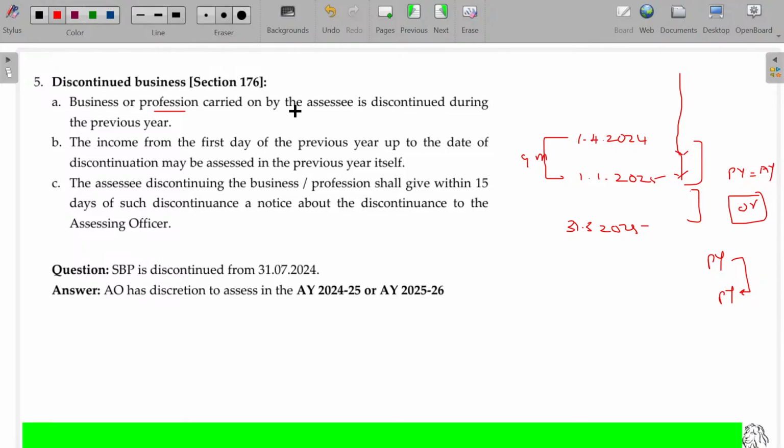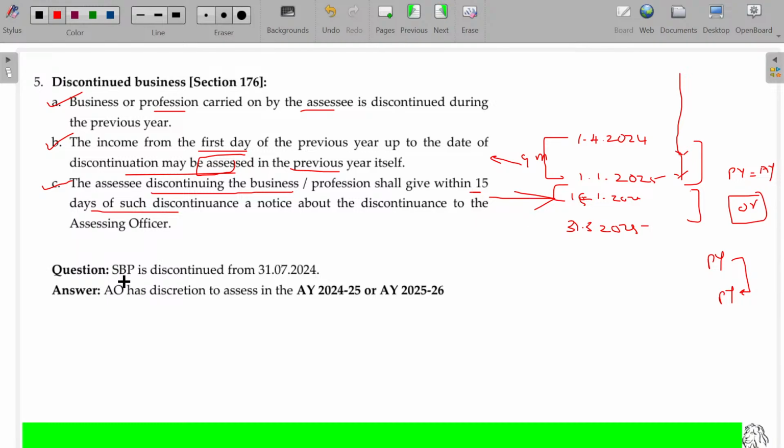Business or operations carried on by the assessee is discontinued during the previous year. The income from the first day of the previous year up to the date of discontinuation for this period is assessed in the previous year itself, and the assessee discontinuing the business or profession shall give, within 15 days of such discontinuance, notice about the discontinuance to the assessing officer. So he has to give within 15 days, probably 16th Jan 2025 or 15th Jan 2025. Within that period, he has to intimate the assessing officer and pay the tax.